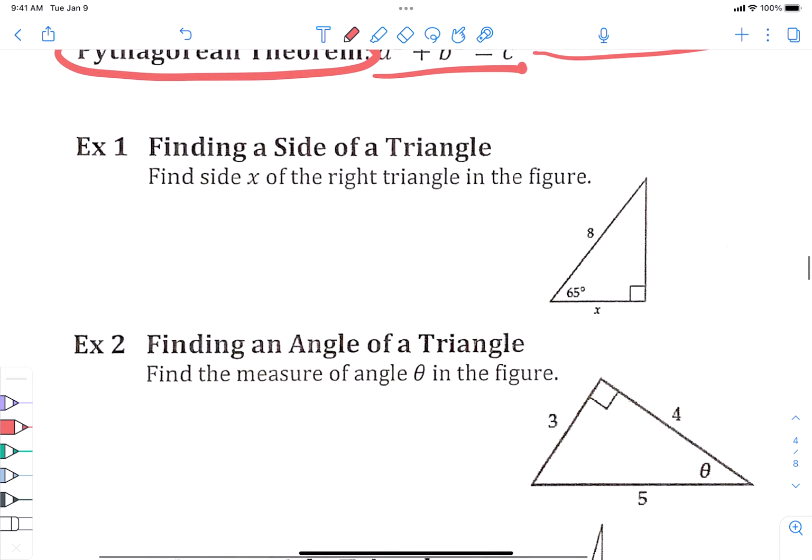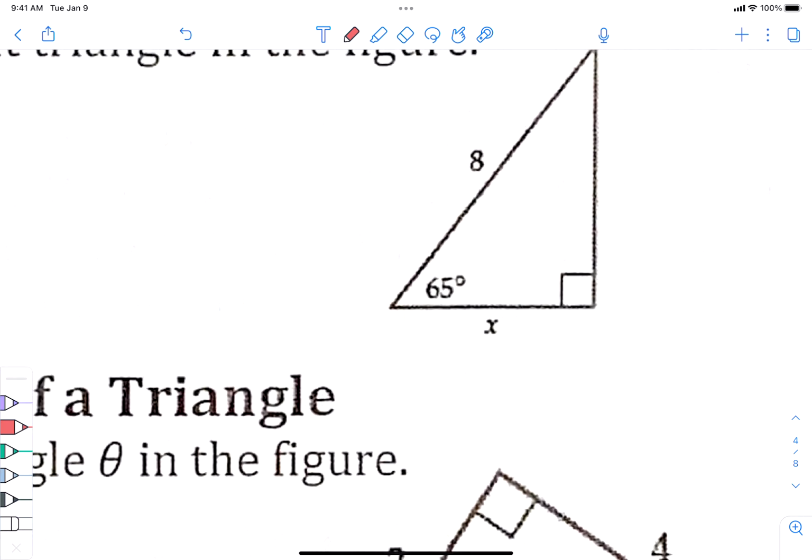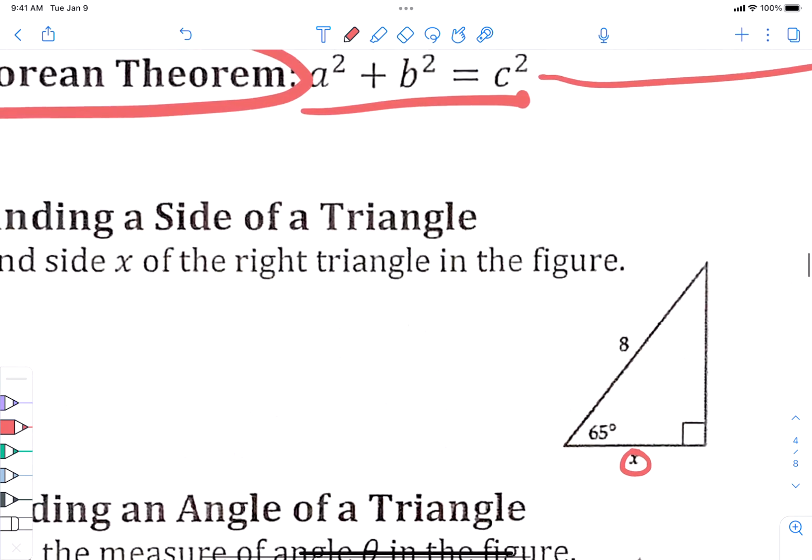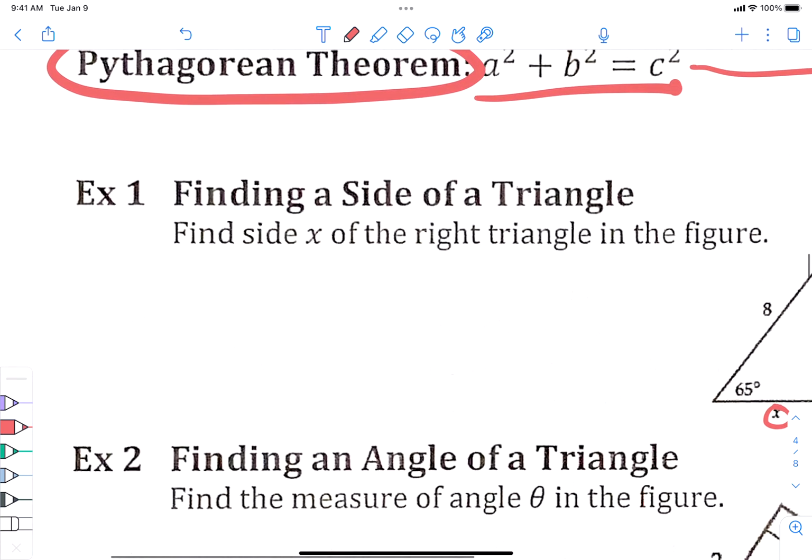Let's go down here to example 1. We have 65 degrees, we have x, and we have 8, and we are solving for x, okay? Yesterday we did SOHCAHTOA stuff. If you need to write SOHCAHTOA down next to this problem or at the top of your paper, please do so. I'm going to.